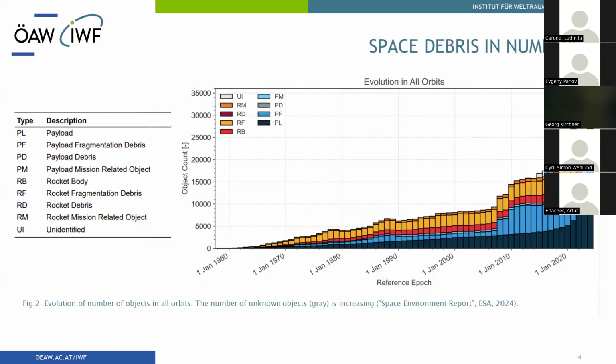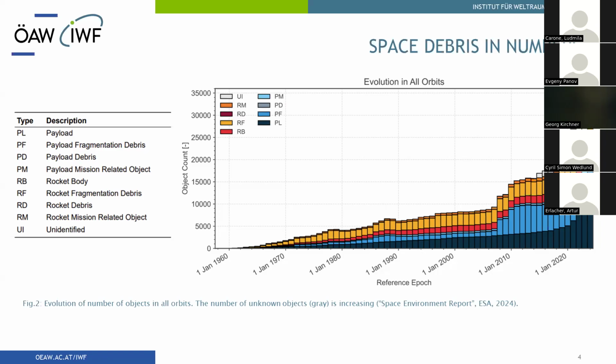So let us have a quick look at the numbers. You do not need to read this table now. Just in general, here we see the total object count over all orbits and how it developed over time. So starting here with the first satellite Sputnik in 1957. And in general, the blue colored entries denote payloads, and payloads are functional satellites. And in red, we have rocket body and rocket mission related fragments and debris. And what might be interesting for us are the gray entries.